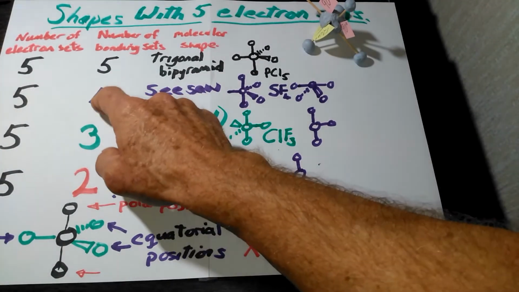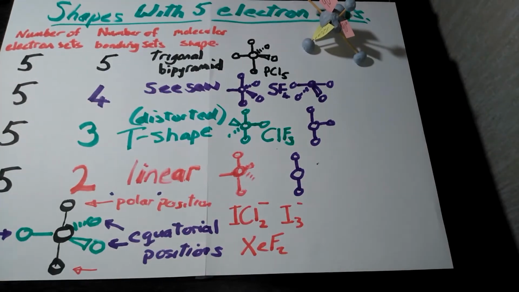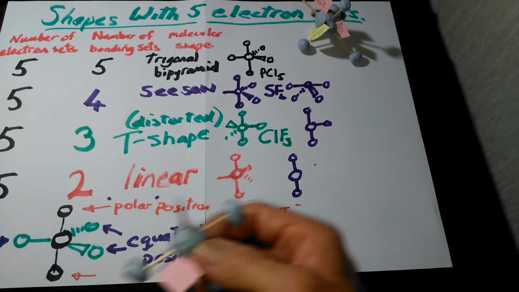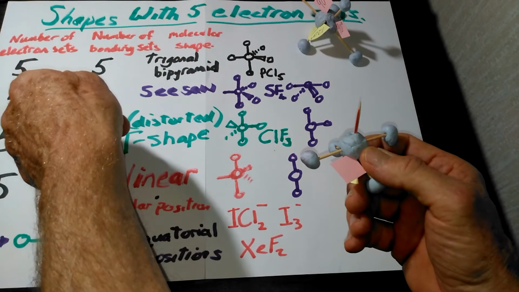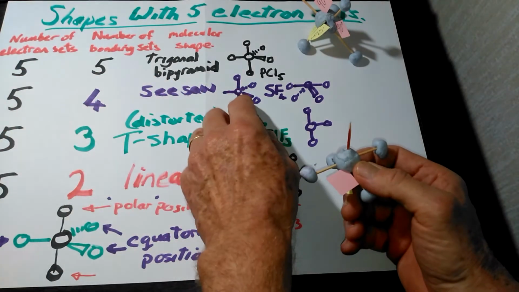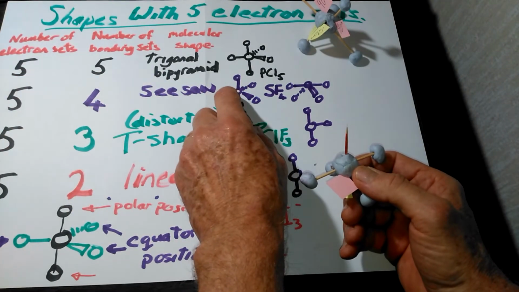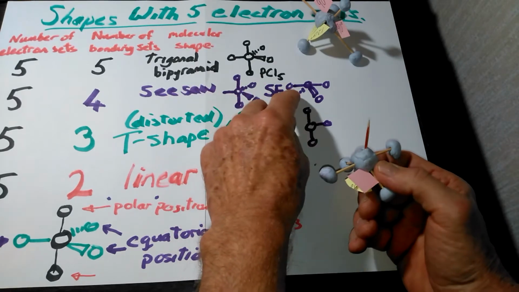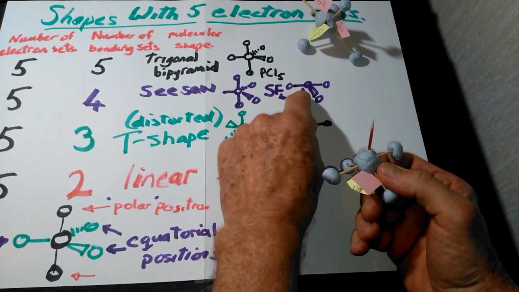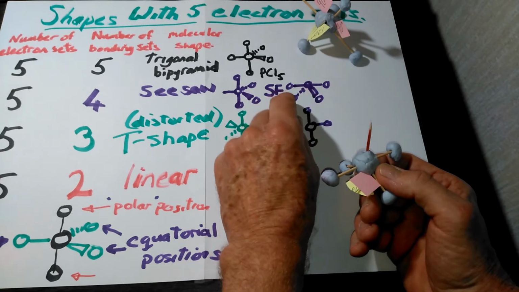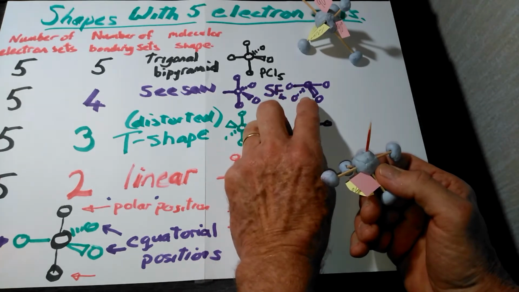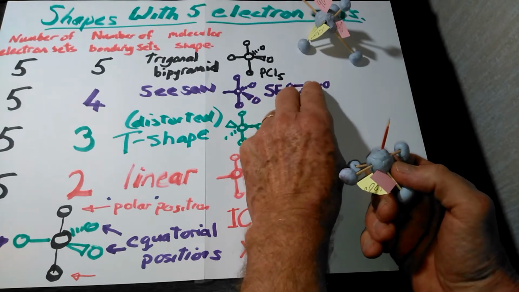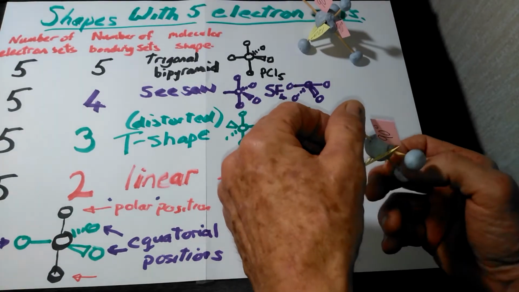Then we move on to having 4 bonding sets, and that shape is called the seesaw shape. 5 electron sets, 4 bonding, seesaw. In this diagram I've shown the non-bonding pair, which in a shape diagram really shouldn't be there. So over here I've removed that and I've tipped it over onto its side. This is SF4, and you can see if a person sat there and a person sat there, they could rock back and forth like a seesaw.